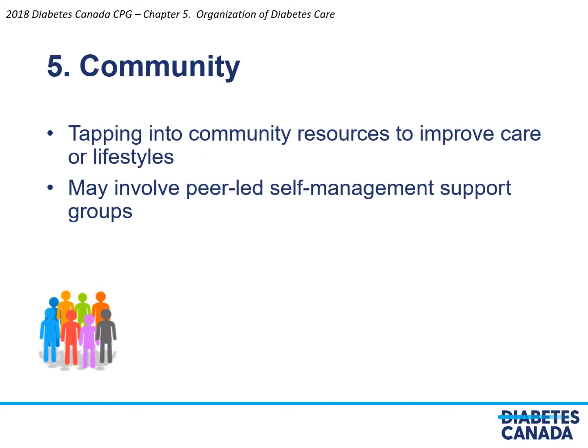Environmental factors such as food and housing security, the ability to lead an active lifestyle, as well as access to care and social support, also impact diabetes outcomes. Community partnerships should be considered as a means of obtaining better care for people living with diabetes. Tapping into community resources may improve diabetes care or lifestyle and may involve peer-led self-management support groups.